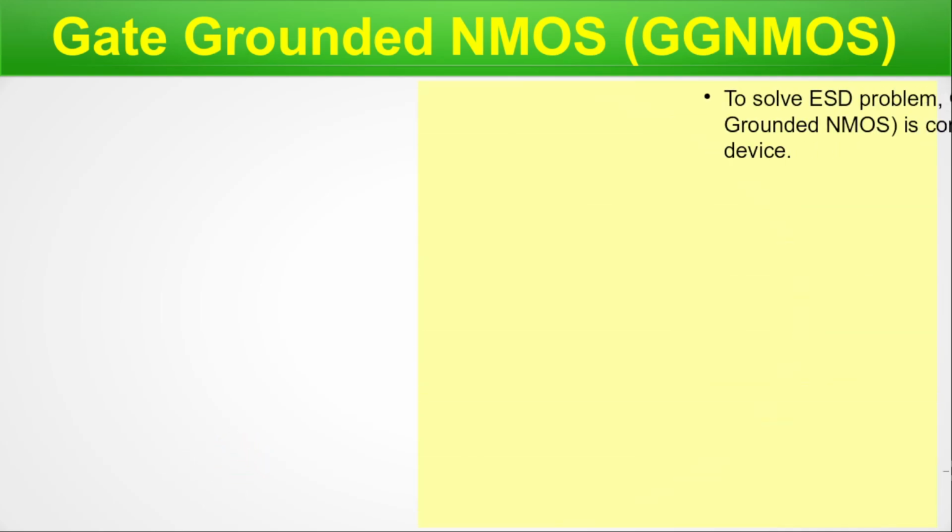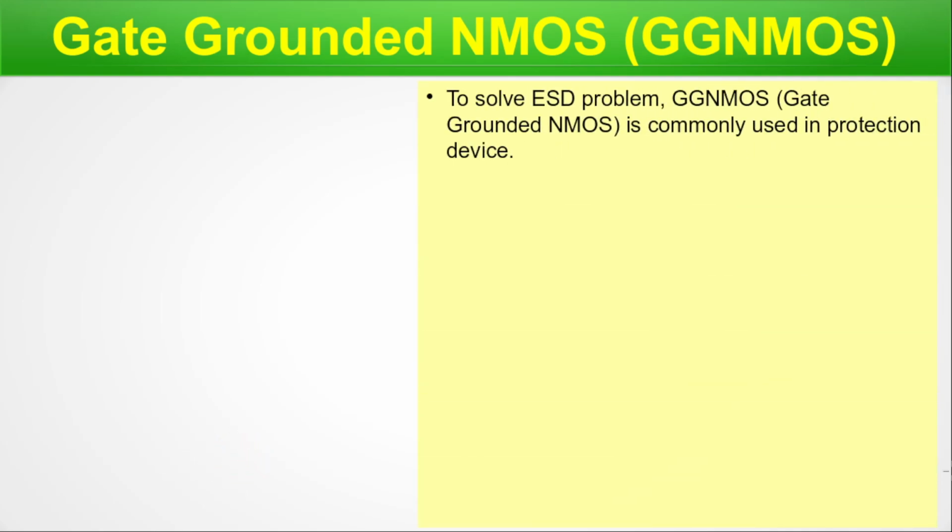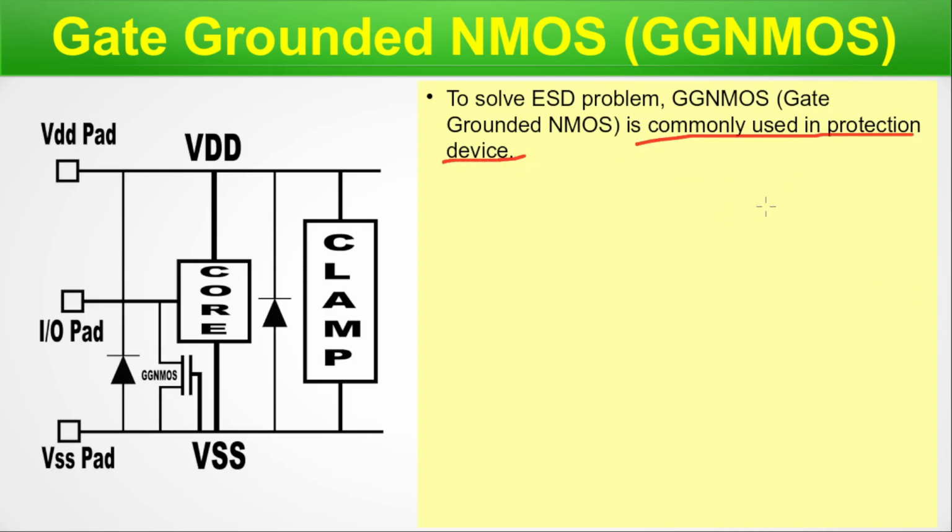Gate grounded NMOS, GGNMOS. To solve the ESD problem, GGNMOS, that is gate grounded NMOS, is commonly used for protection devices. Here is the kind of schematic that we are using. Here you can see the GGNMOS, the NMOS is here. You can see the source and drain is here, and we have grounded the gate here. So this structure acts as a gate grounded NMOS. The rest of the circuit you are very familiar with. We have displayed it a couple of times from the beginning of this particular video.